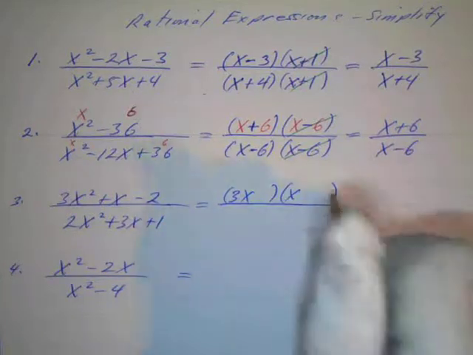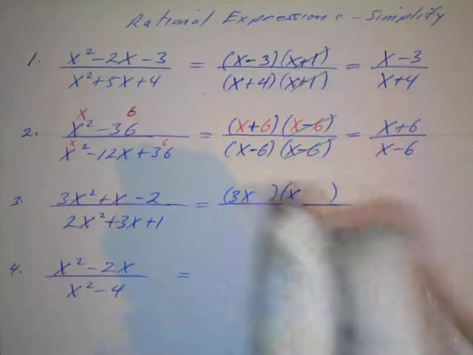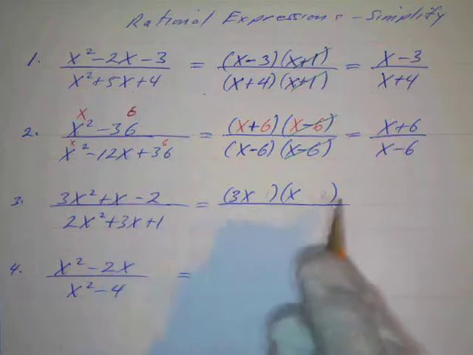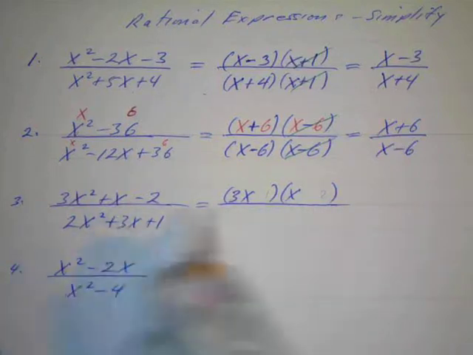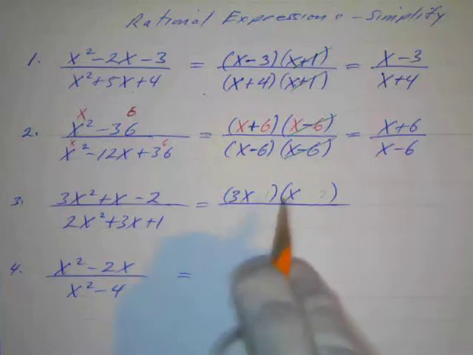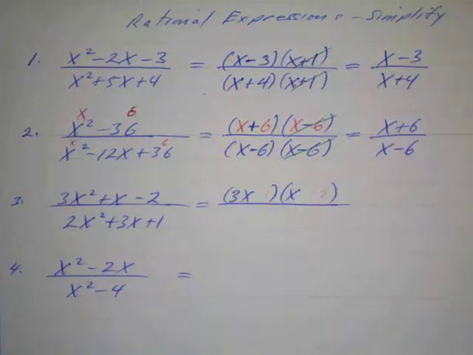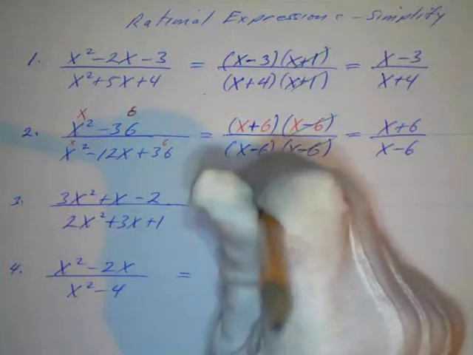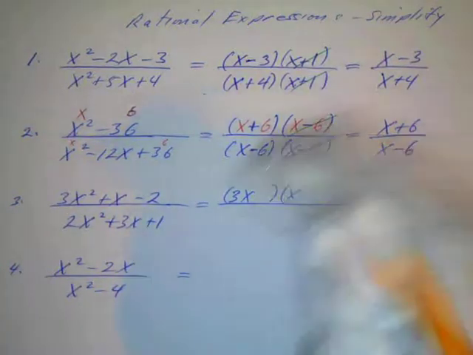So if I try a 2 here and a 1 there, 3 times 2 is 6. Now their product will differ by 1. So if I do 3 times 2 is 6 and 1, those differ by 5, so that's not working. So I'll erase that.